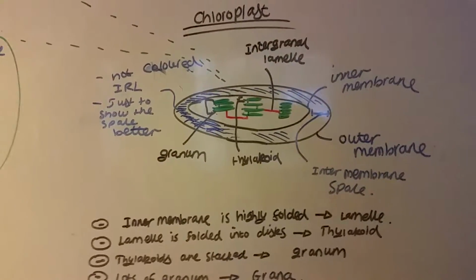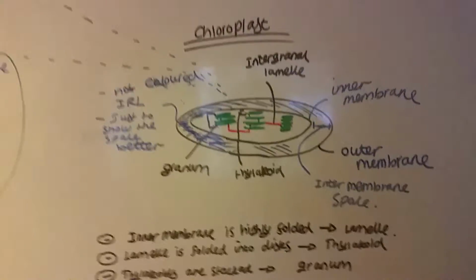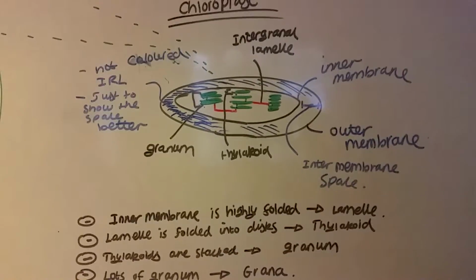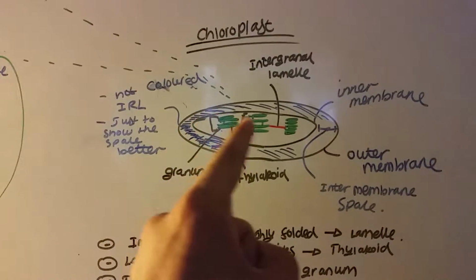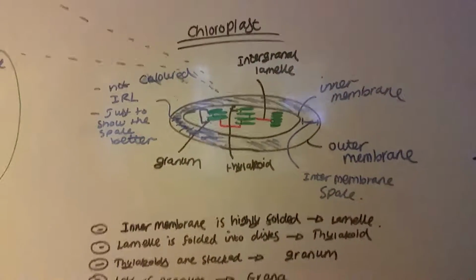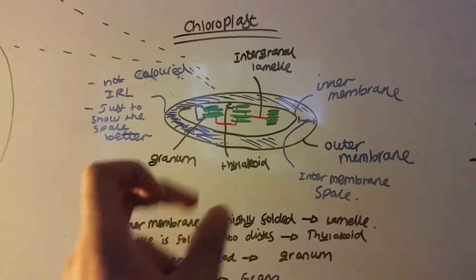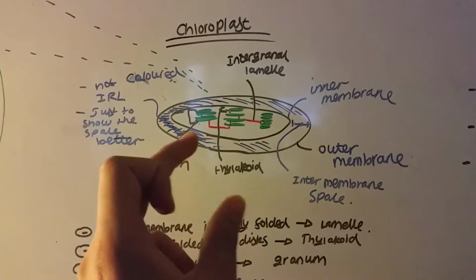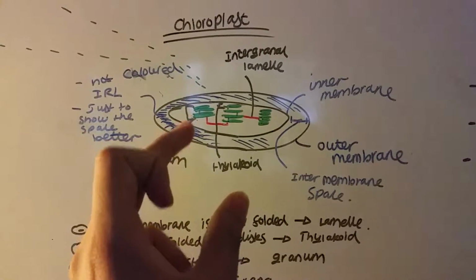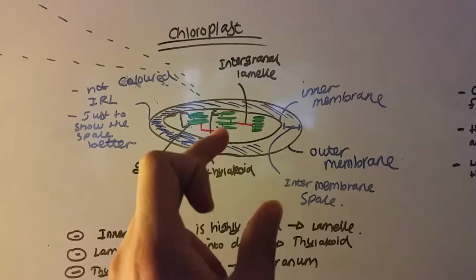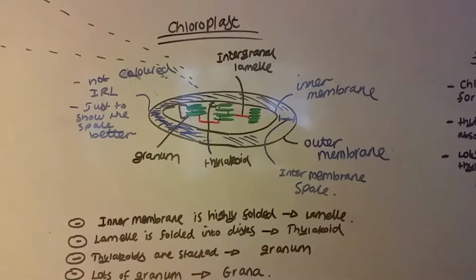The inner membrane is folded into lamellae. The lamellae is folded into these discs. They're called thylakoids. The thylakoids are stacked on top of each other. That's called a granum. Many of these granums are called grana, and each granum is connected by an intergranal lamellae.